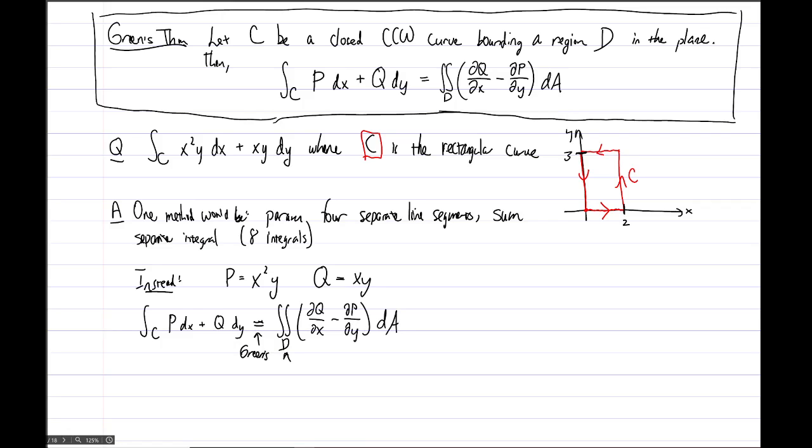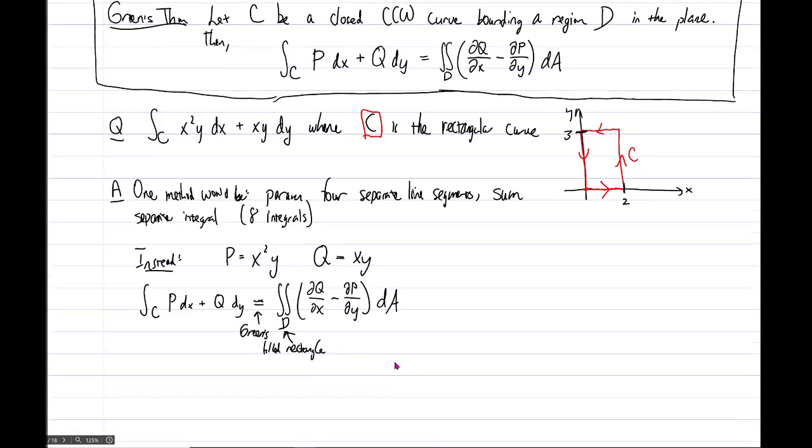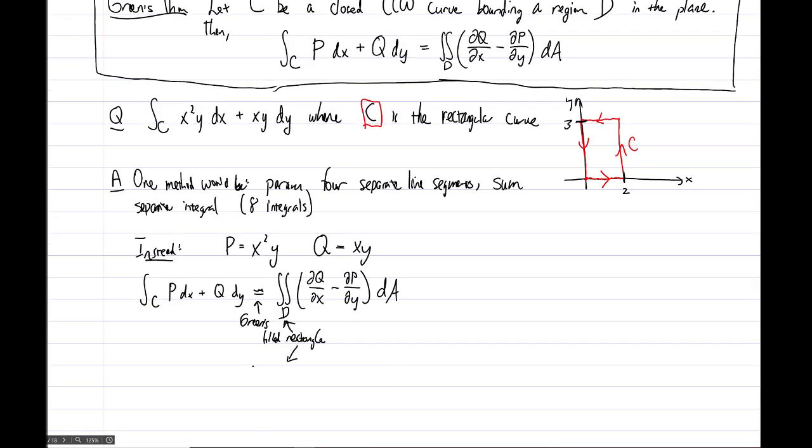Now, what is capital D here? This is the filled in rectangle. Let's just clarify. We better be very clear about this. In fact, if we just draw a picture of it real quick, it's really that rectangle filled in. So there's 2 and 3 on the x and y axes. This is a picture shaded in. That's D here.